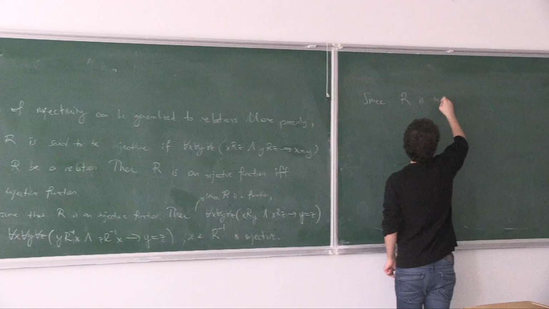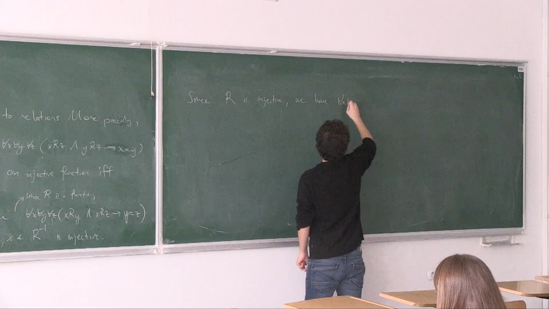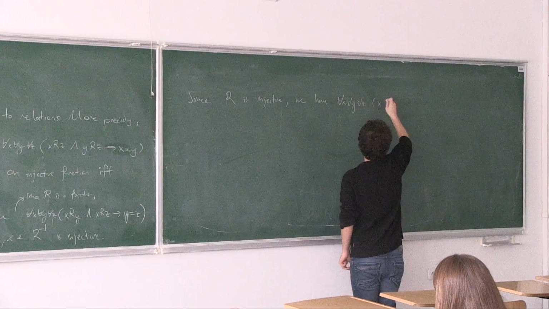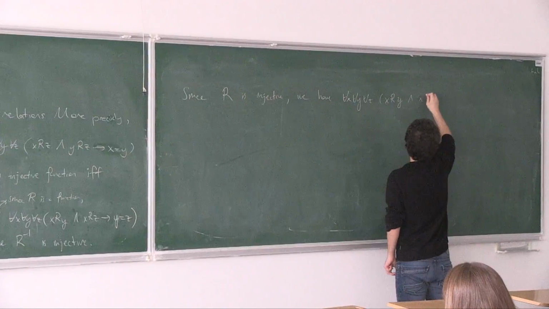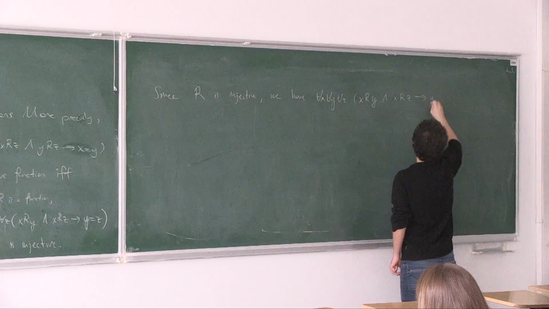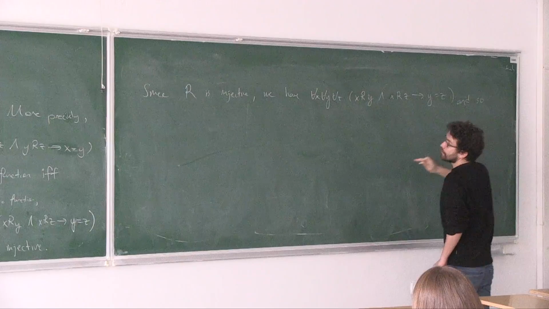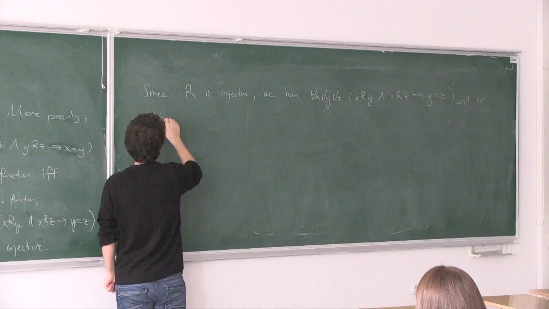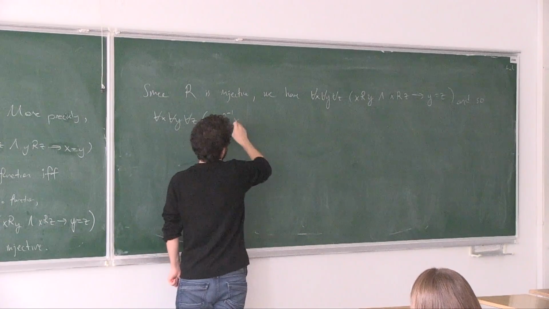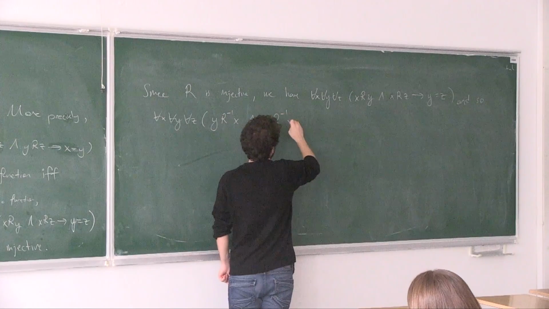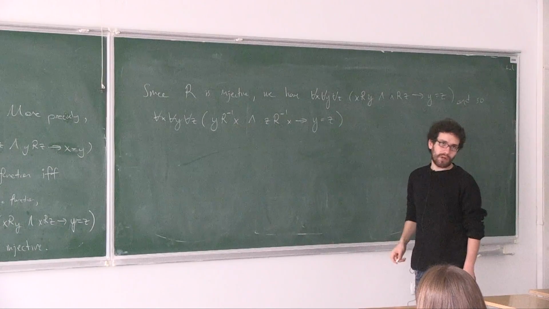Now, let's use the fact that R is injective. Since R is injective, we have the following claim. For all x, for all y, for all z, x related to y and x related to z implies that y equals z. And so I'm going to do the exact same thing. I'm just going to use the definition of the inverse relation. Now, if you read this, this is exactly what it means for R inverse to be a function.